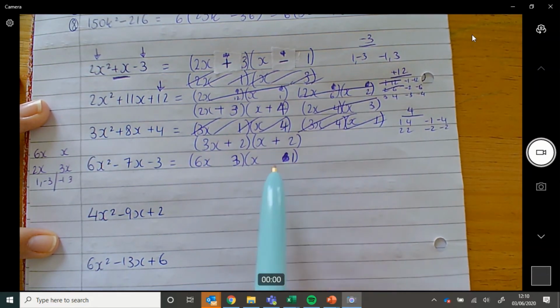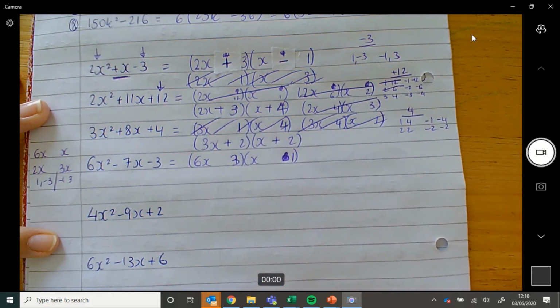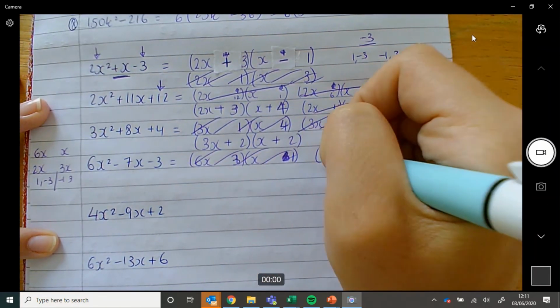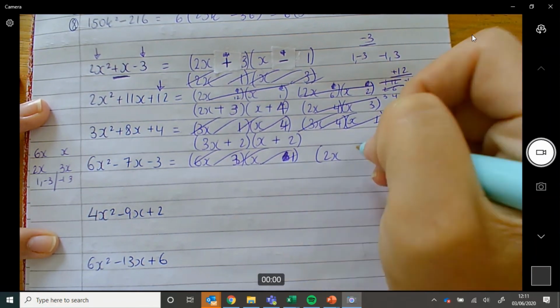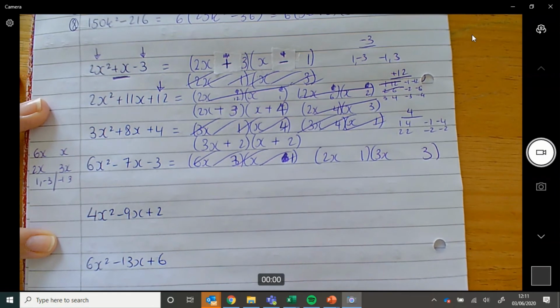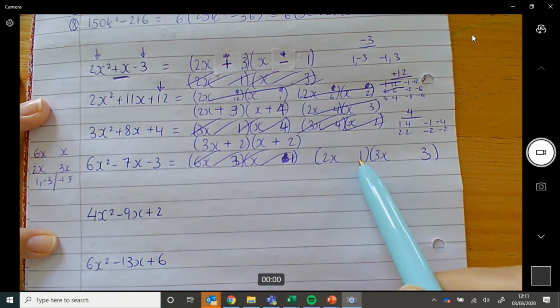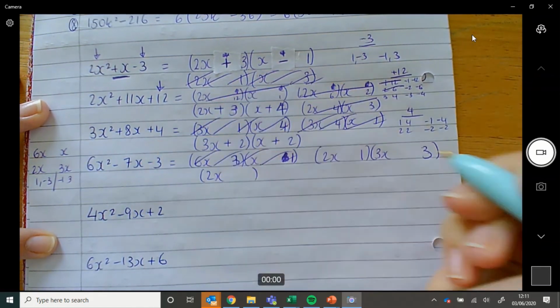If I have a 1 in the second bracket and a 3 in the first bracket, let's try it. 6 lots of 1 is 6, and 3 lots of x is 3x, so that makes 9x, or 3x if I was doing a subtraction. There's no way I could make 7x. So I've tried all the possible pairs with the 6x and the x, so I'm not going to use that combination. I'm going to try it with the 2x and the 3x. Let's try it with a 1 in the first bracket and a 3 in the second bracket. 2 times 3 gives me 6, 3 times 1 gives me 3, that makes 9, or 3 if I was subtracting. Doesn't work. So I try my next combination.